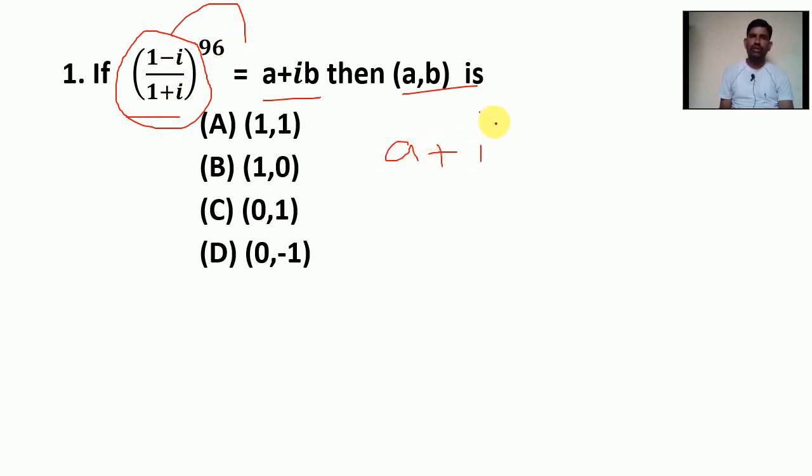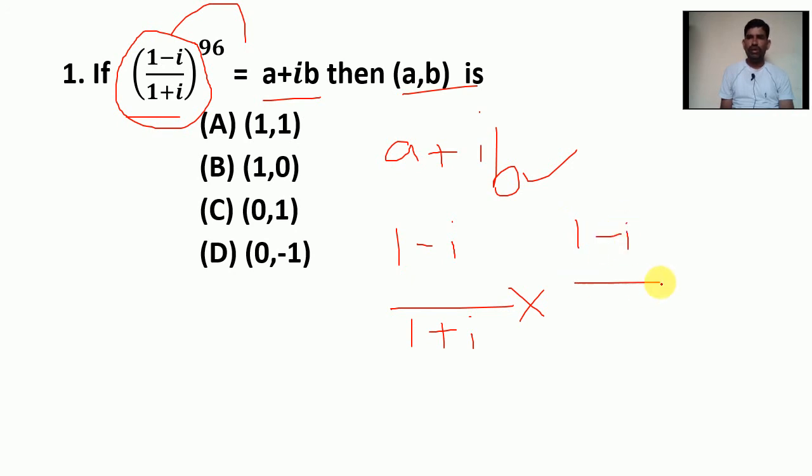Before that, students, remember whatever is inside the bracket, we have to simplify that and finally get it in the form of a plus iota into b. So that is 1 minus iota by 1 plus iota. Multiply and divide with 1 minus iota by 1 minus iota.